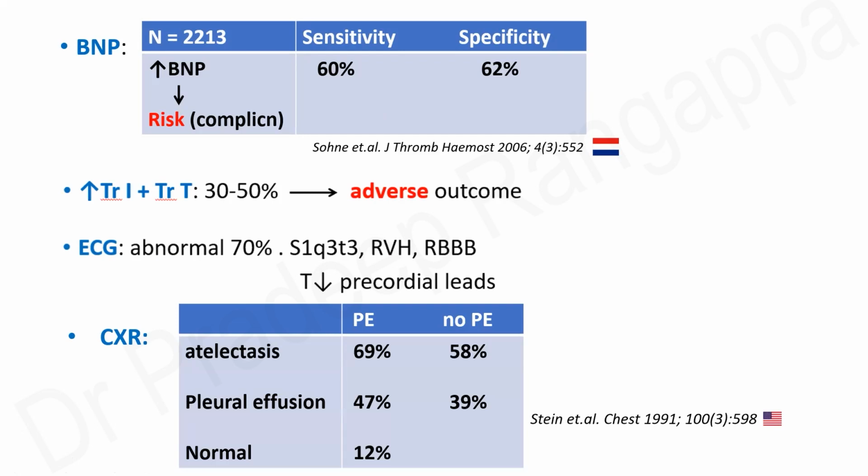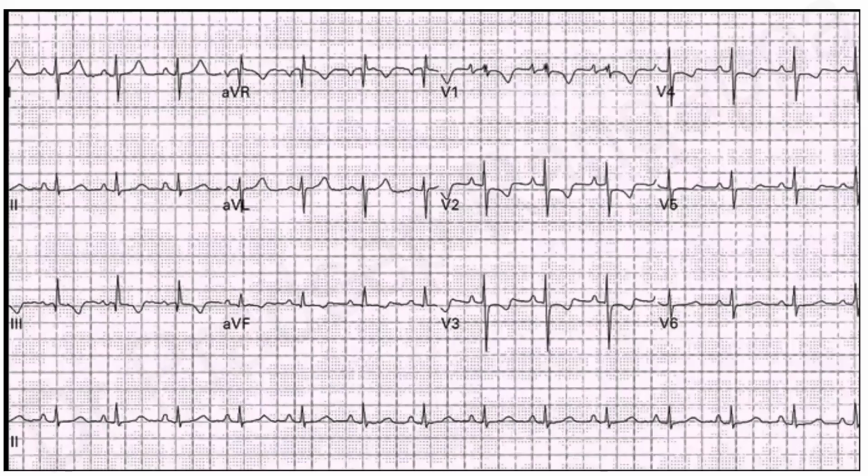So what are the chest X-ray findings? This was again charted from this particular study. Atelectasis can be present in 69%, pleural effusion in 47%, and in 12% of the cases it can be normal. So these are some of the non-specific findings. I'm sure you would have seen the wedge-shaped opacities that can be seen on the X-ray. Those are some of the obvious signs that one could see.